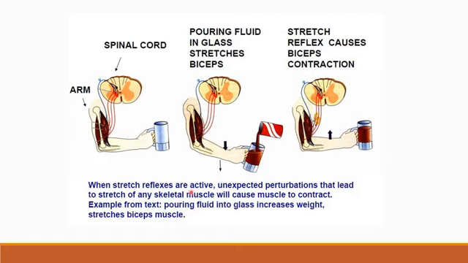When the stretch reflexes are active, unexpected perturbations lead to stretch of any skeletal muscle and cause the muscle to contract. Here there is an empty glass, so the normal stretch reflex is present, and pouring fluid into the glass stretches the biceps. This causes stretching of the biceps, and the afferent stimulus causes contraction of the same muscle. Stretch reflex causes biceps contraction.